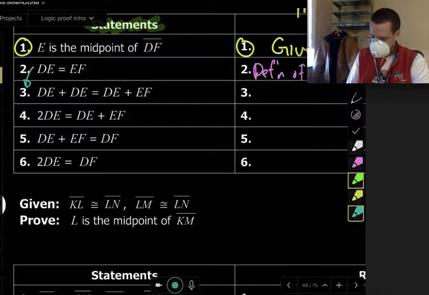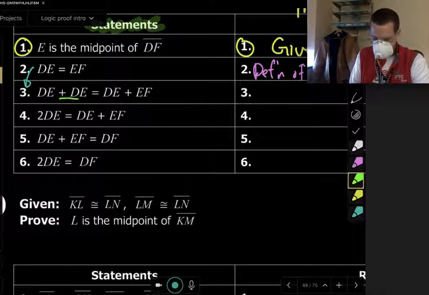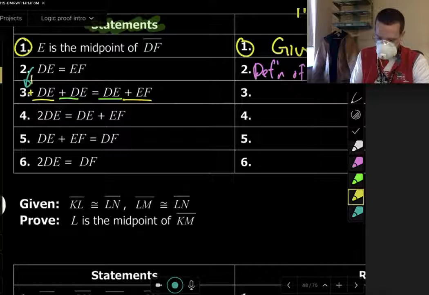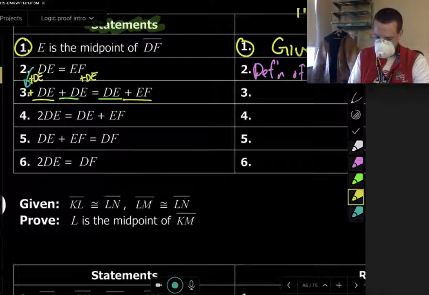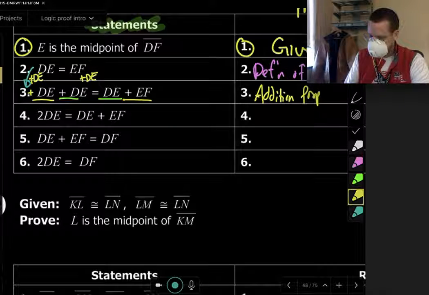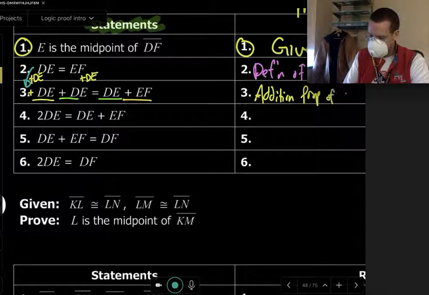Well, notice it looks like something was added here. We have something new. Here's a plus. It looks like there's a DE that showed up. Well, we could add DE to both sides. And then that would give us EF plus DE and DE plus DE. So this is the addition property of equality.